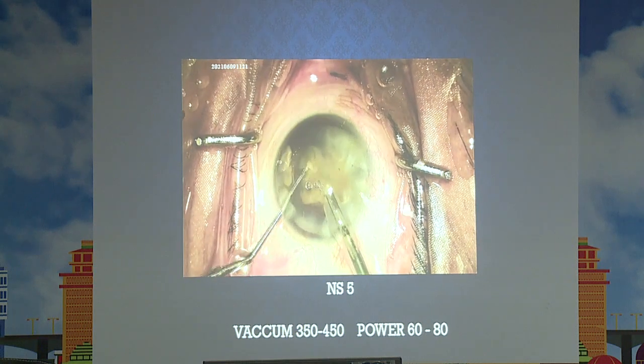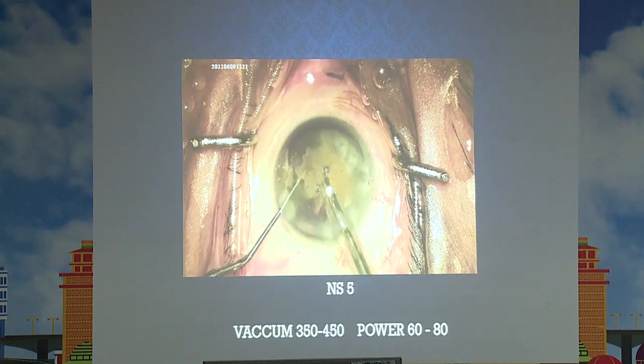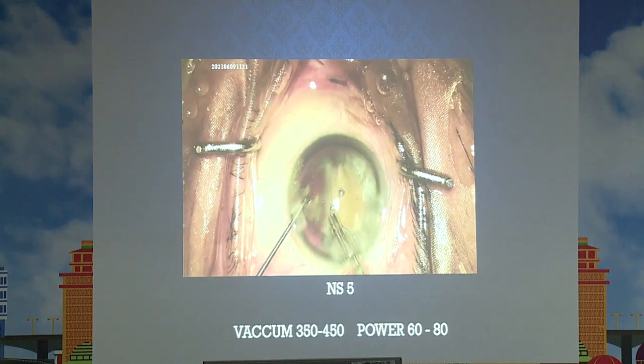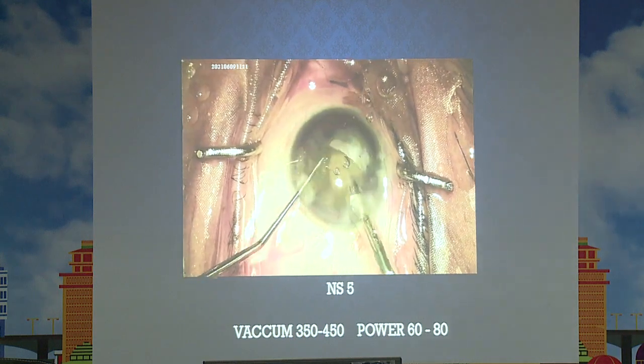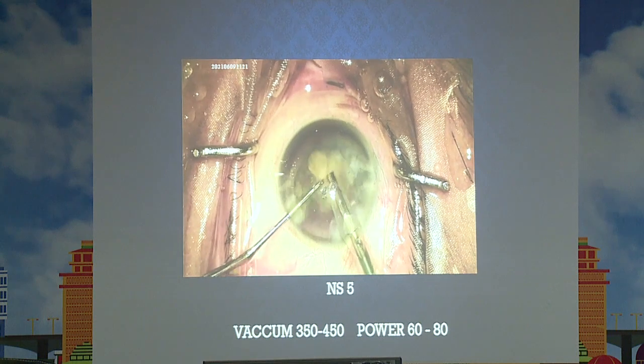Here you can see there are a few bubbles above the phaco handpiece, and they are not getting disturbed much, which depicts that the nuclear pieces are not coming in contact with the cornea. Hence, in the post-operative period, corneal edema will not occur.